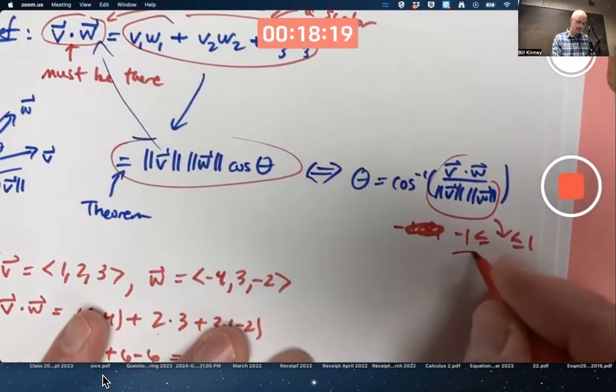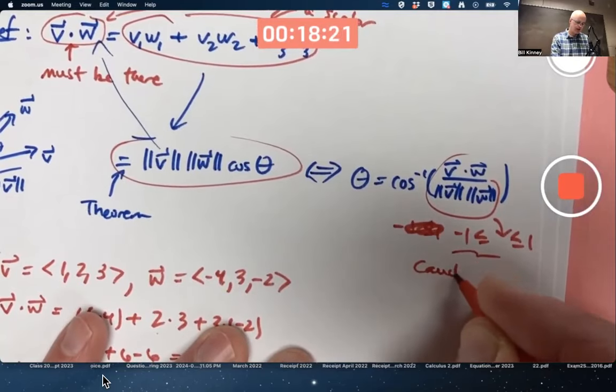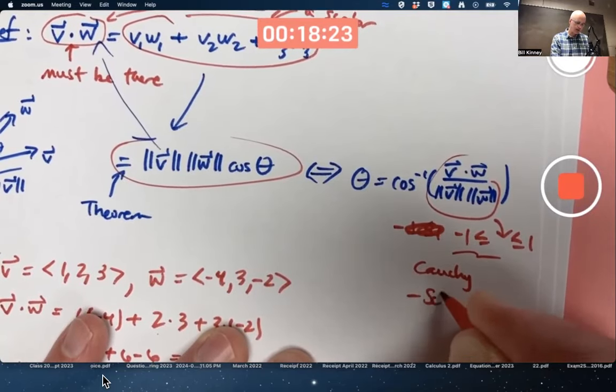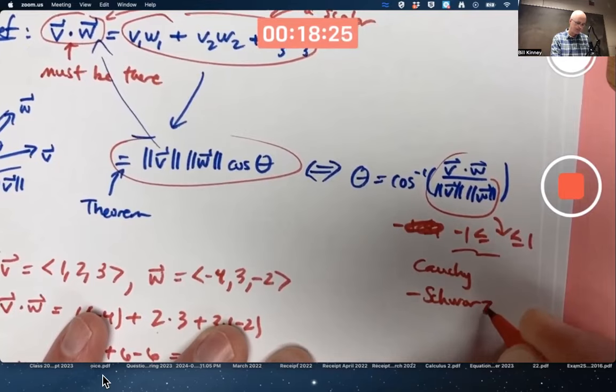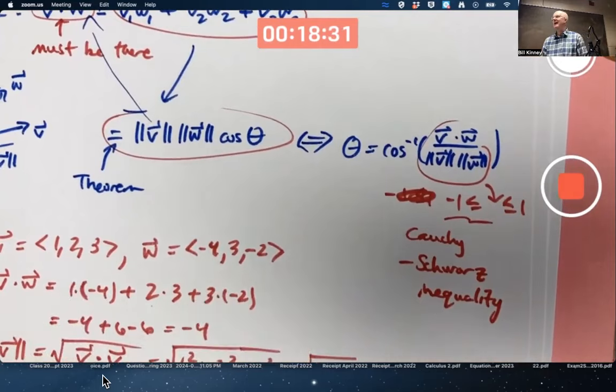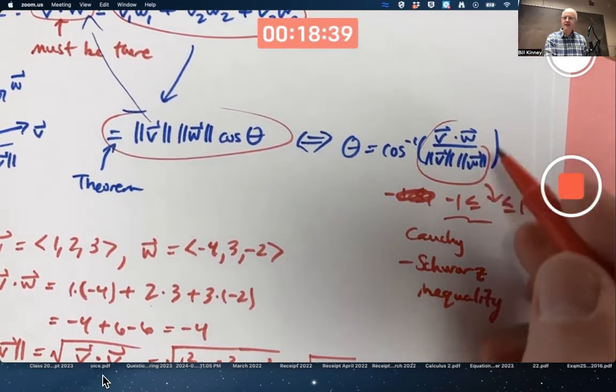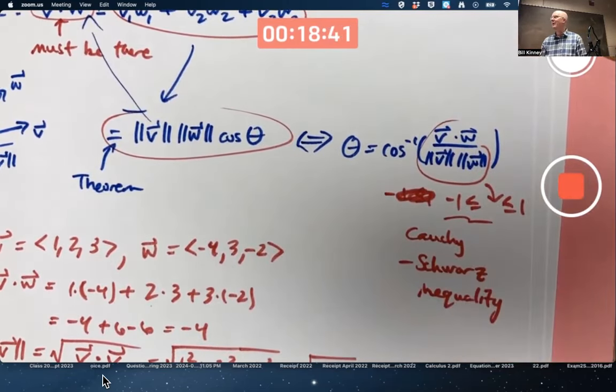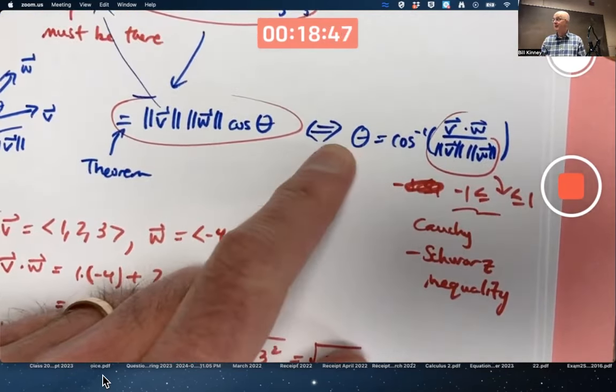Effectively, it's called the Cauchy-Schwarz inequality. Don't say Cauchy. That really hurts my ears. Cauchy-Schwarz inequality is what says this quantity that I've circled is always between -1 and 1, even in higher dimensional space where you can't visualize it. And therefore, you can take the inverse cosine to define the angle.